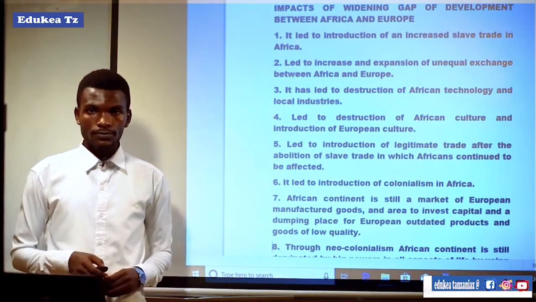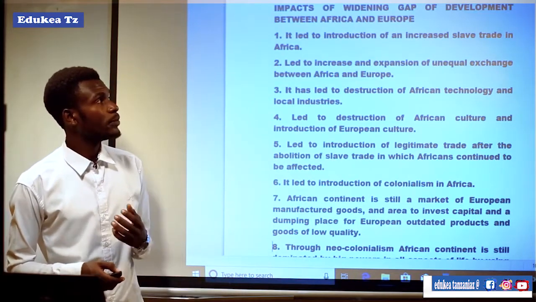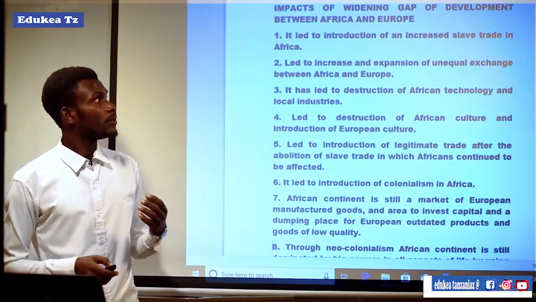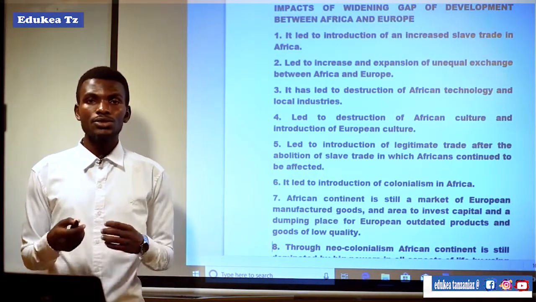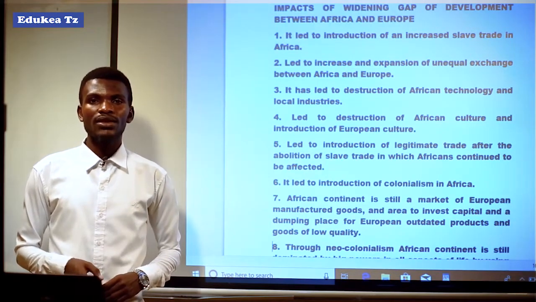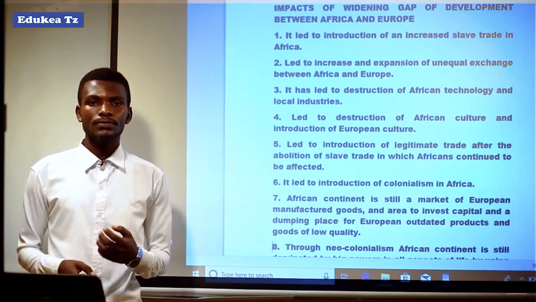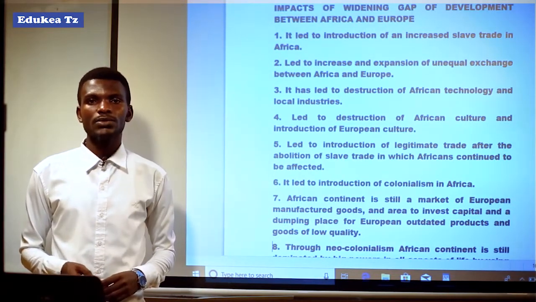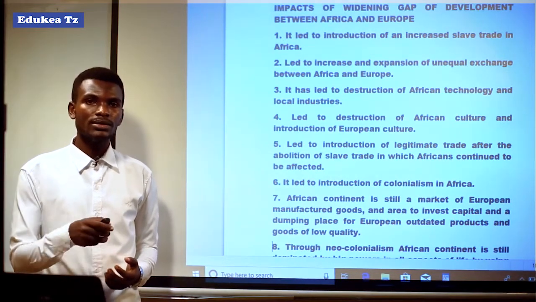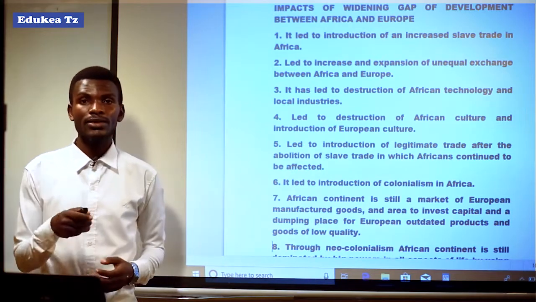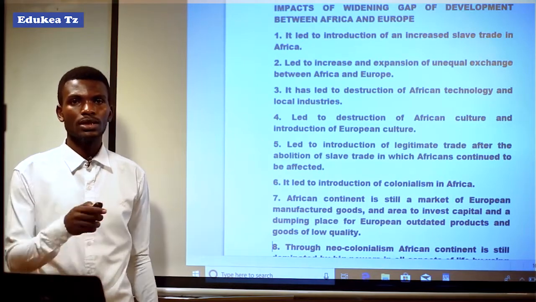It means that the widening gap of development between Africa and Europe brought the introduction of an increased slave trade in Africa. It means that during the transatlantic slave trade, slaves were taken to a large extent, and Africa remained with a low population, because the people who were able and large in number were taken as slaves to offer their labor in the plantations and mining centers which were established in America.